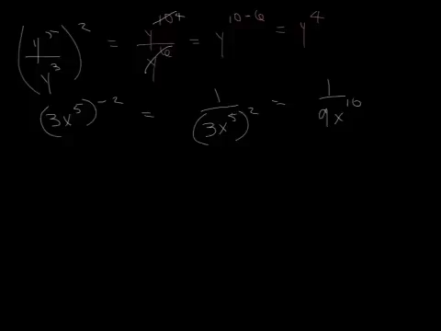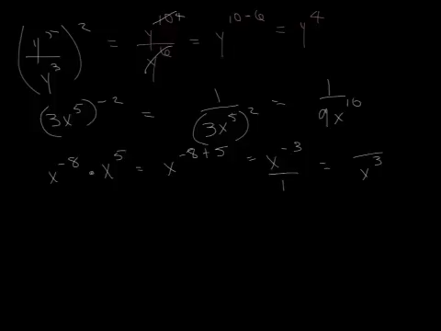Alright, number 18. X to the minus 8 times x to the 5th equals x to the negative 8 plus 5 equals x to the negative 3. Or, because that's x to the negative 3 over 1, we can write it as x cubed, put it in the bottom to take away the negative sign, and get that for an answer.